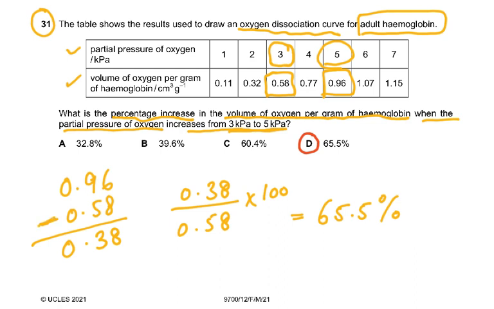So 0.96 minus 0.58 is equal to 0.38. Now 0.38 is the difference over the original. So 0.38 over 0.58 times 100 is 65.5%. So change over original times 100 would show you the percentage increase. Now this is simple maths which we must know in A-level biology.